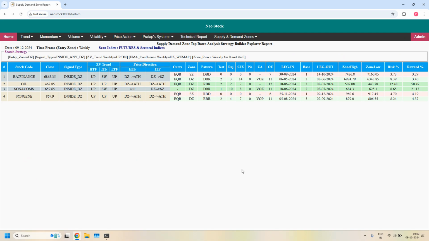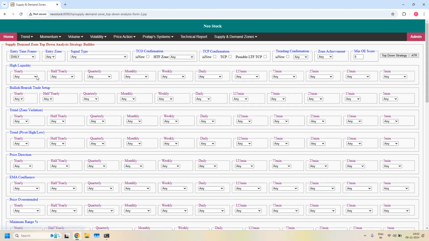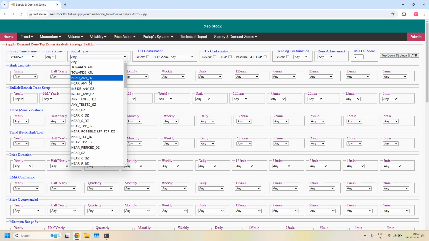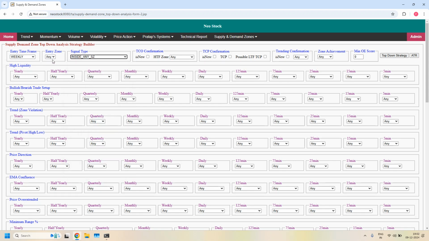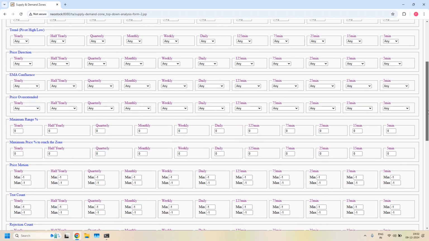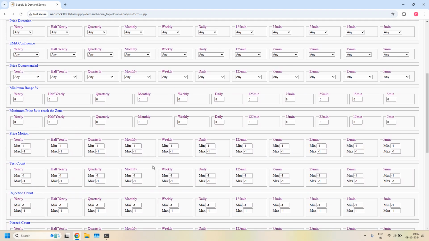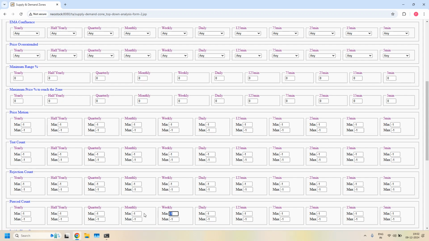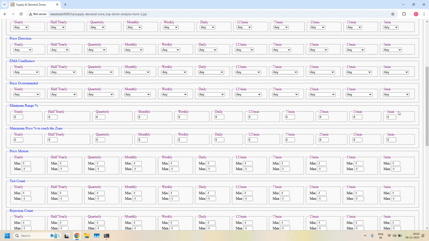Okay, next, weekly time frame. Price closed inside weekly supply zone, and these weekly supply zones should not be pierced. So pierced count, weekly time frame, minimum value 0, maximum value 0.